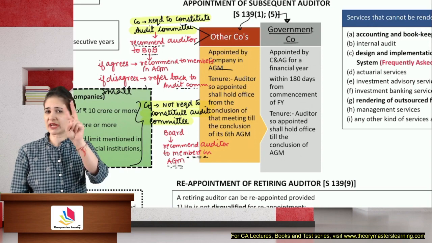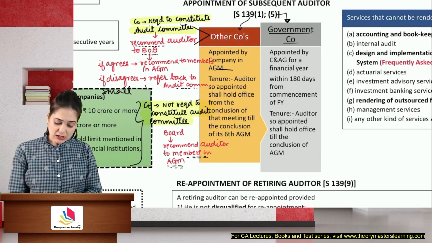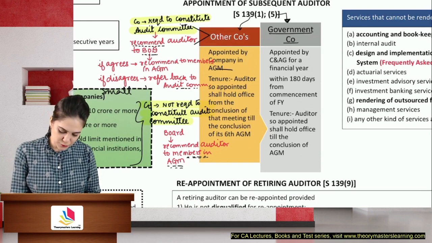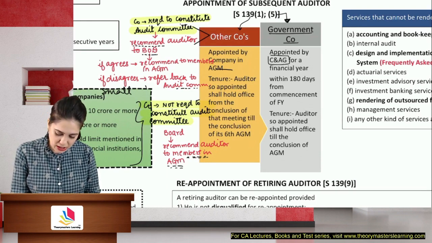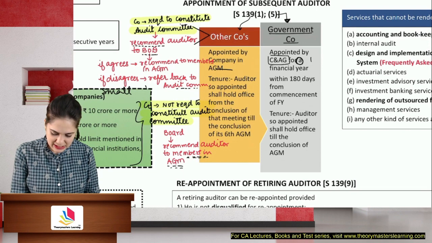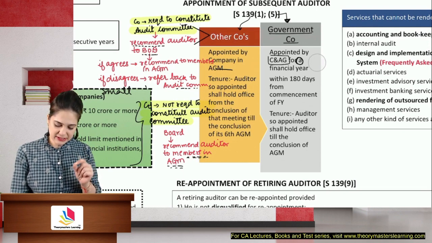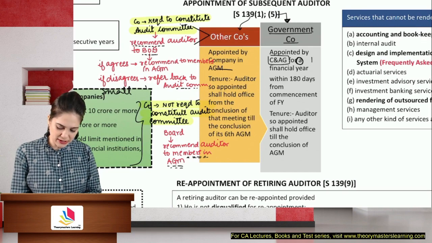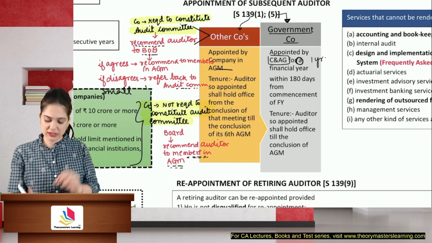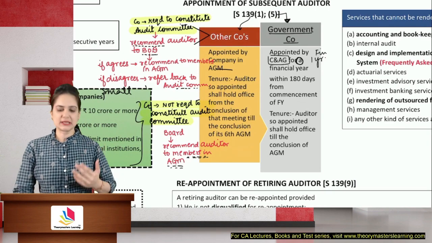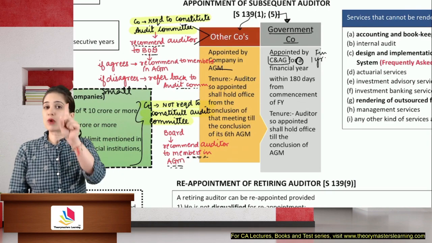Very important provision, can be asked as a 2-mark question. The subsequent auditor will be appointed by the Comptroller and Auditor General of India for a financial year. It says 1 year. So over here they are talking about a period of just 1 financial year. If you want, I can write that also, financial year. So in this case, the auditor is appointed for just 1 financial year.